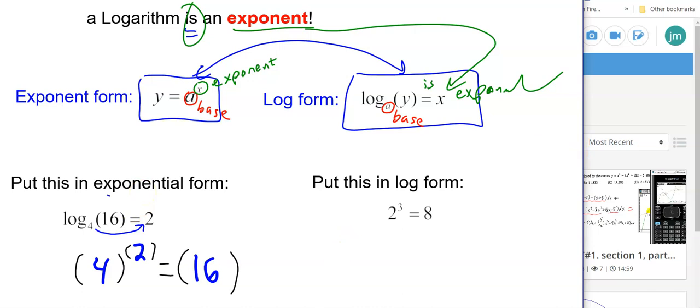Let's go backwards. So we're going to put this one in log form. So it's going to be log of some base, that's a subscript, of some number equals some other number, which should be the exponent.